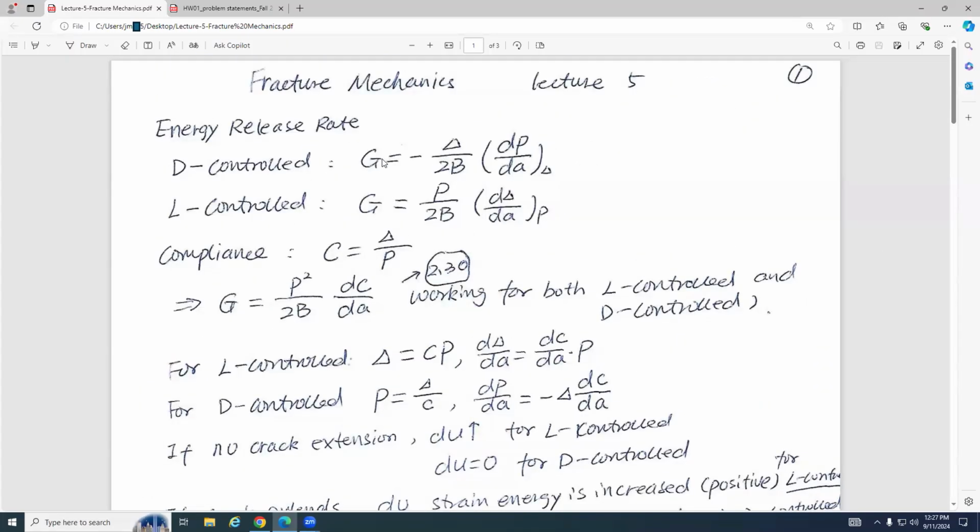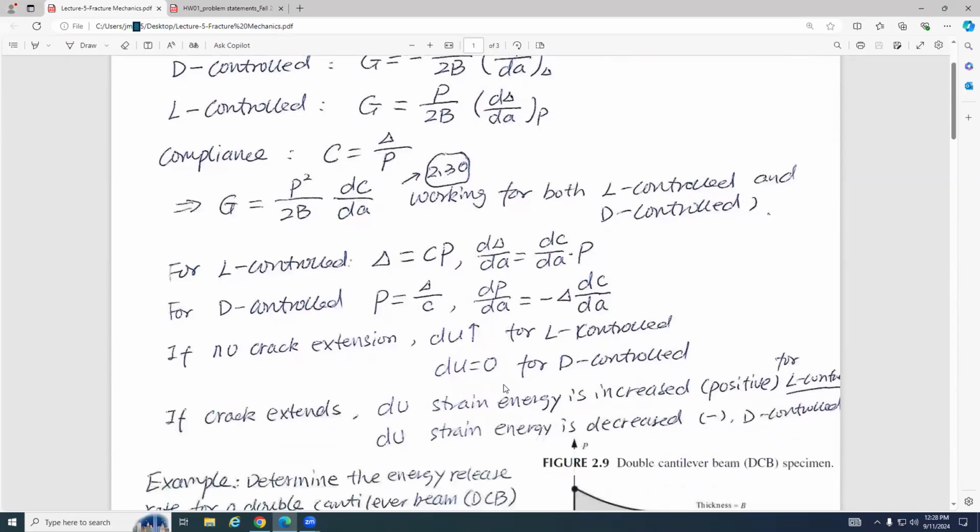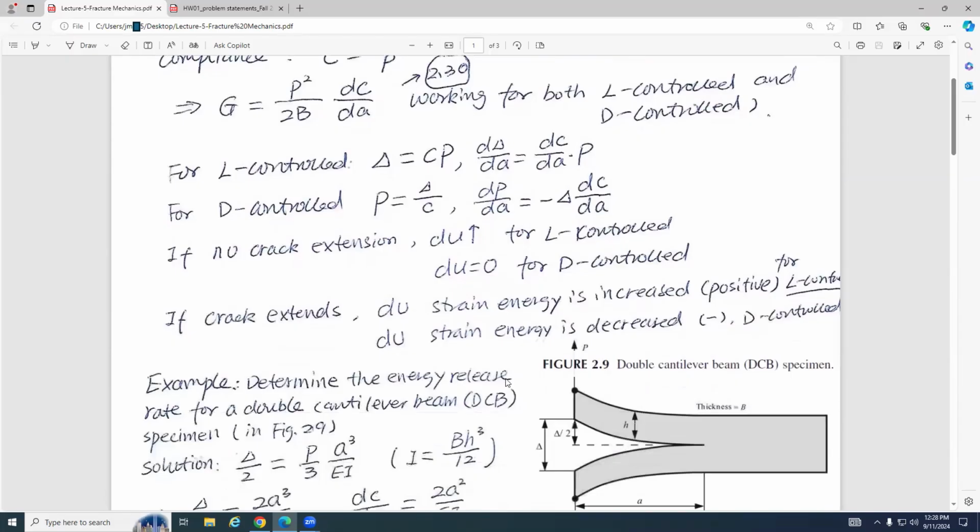So here, for displacement control, we need to have a P here. And P is a function of the crack length, so dP/dA equals this. So there are the observations here.